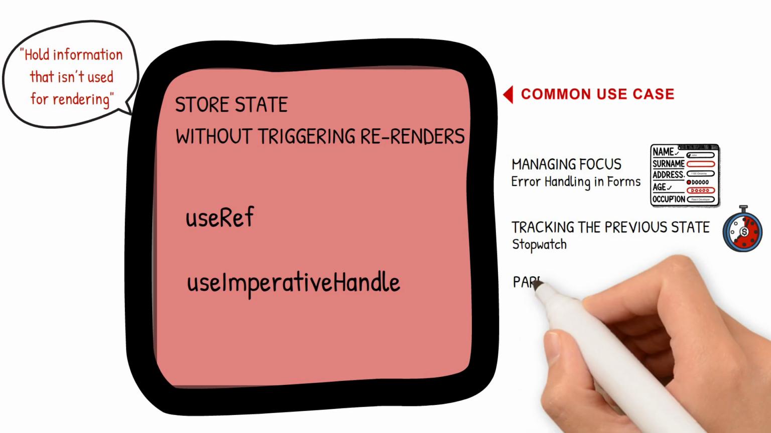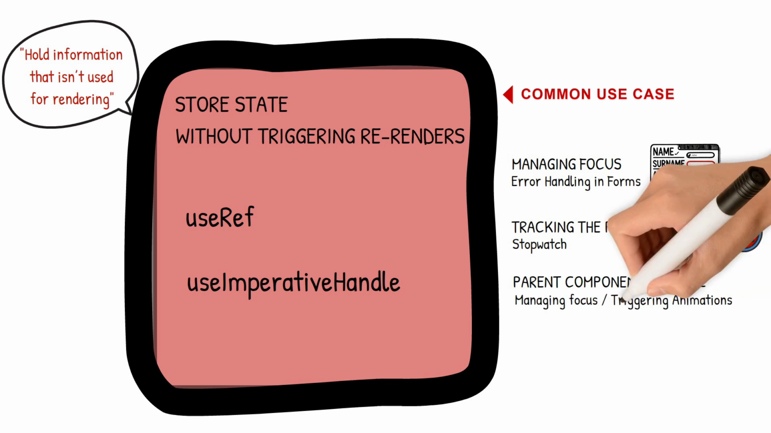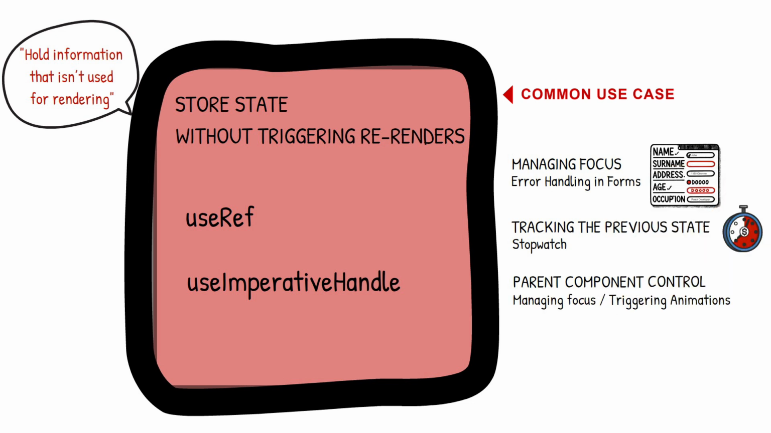useImperativeHandle lets a parent component access and control specific functions of a child component, which is useful when the parent needs to trigger behaviors like managing focus or starting animations inside the child component without causing re-renders.